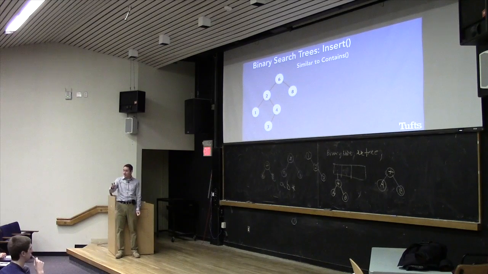So if we're going to insert 5, like you said, we compare it to the root, and 5 is less than 6. So which way am I going to go? Left. And then 5 compared to 2: 5 is greater, so we go right. It's exactly like contains, right? And then 5 is greater than 4, so we try to go right. Where do we put it?